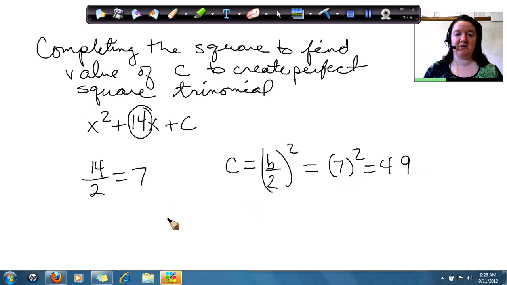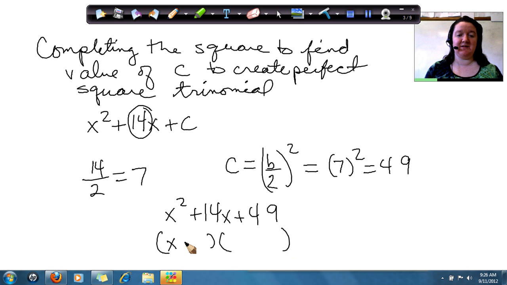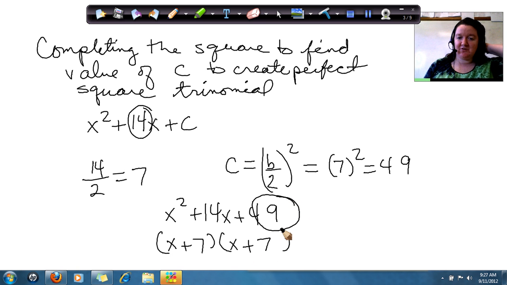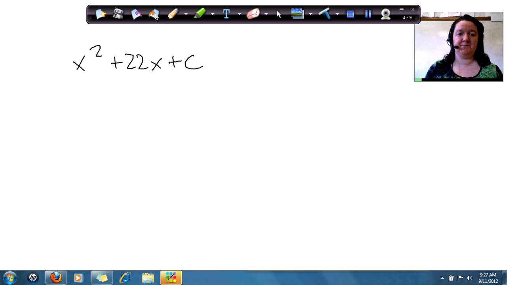So I could write a perfect square trinomial, x squared plus 14x plus 49, because I could break that down into x plus 7, x plus 7. So my c value that I needed to make that true was 49. Let's look at another example.